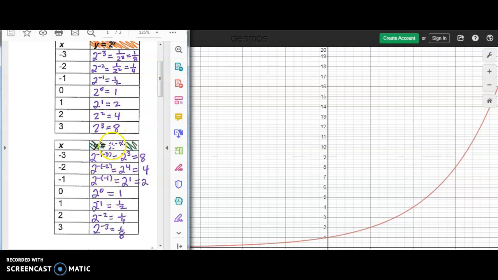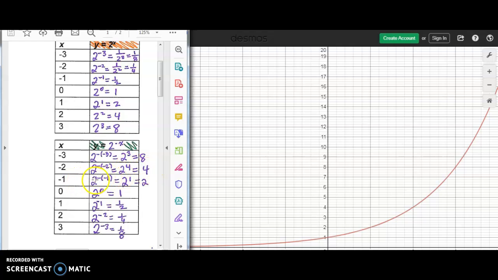So just be careful here. It's 2 to the -x. So if I plug in a negative number, like -3, it becomes 2 to the -(-3), which is two negatives, giving me a positive. So 2 to the 3 is going to be 8. If I plug in -2, it's 2 to the -(-2), which becomes 2 to the positive 2. This should say 2 to the 2 here, which is 4.